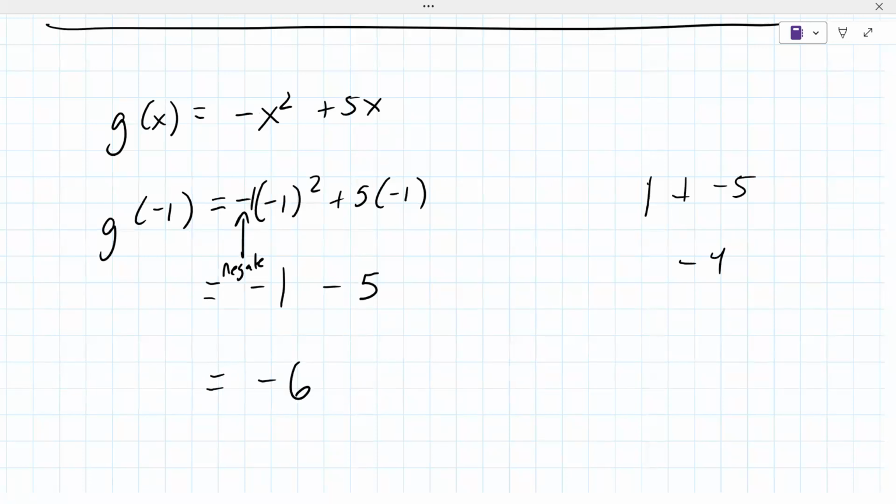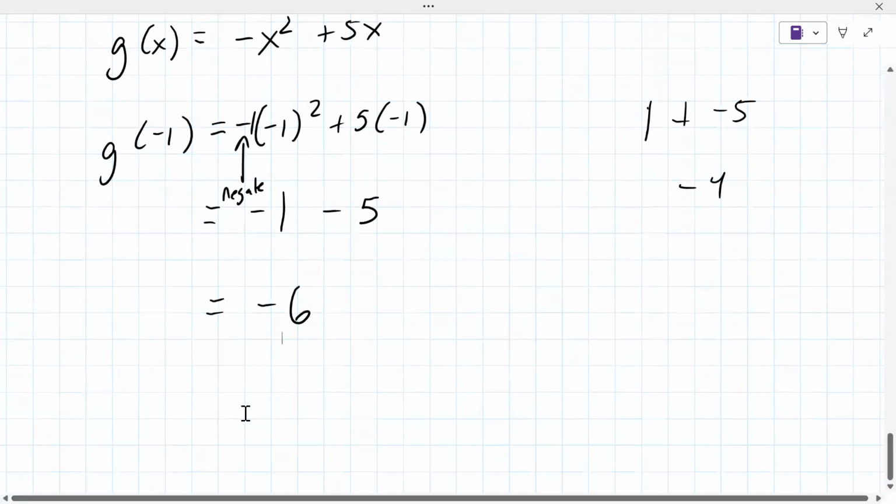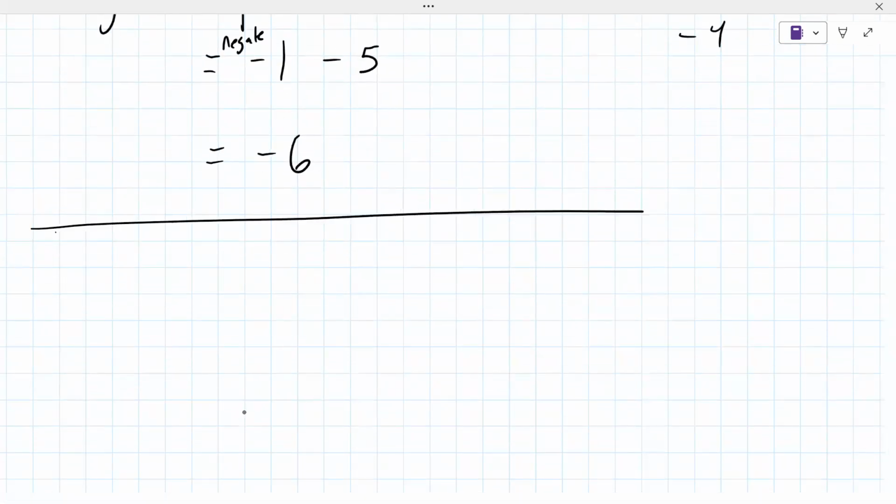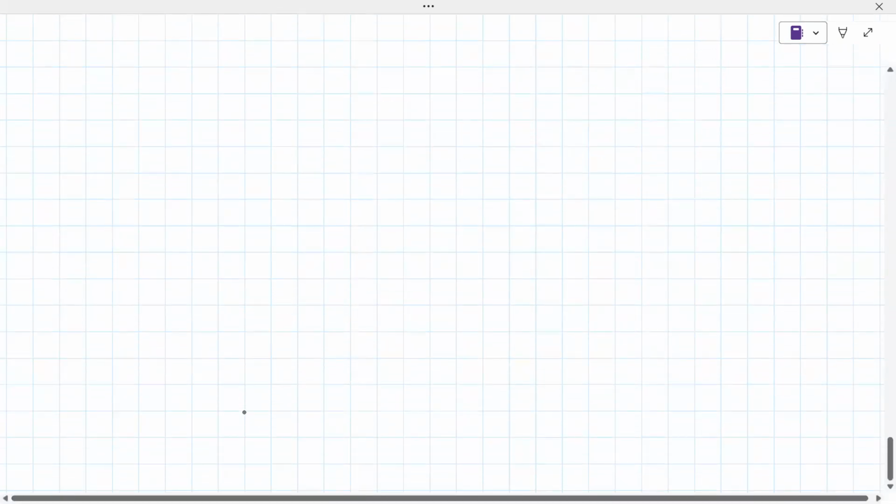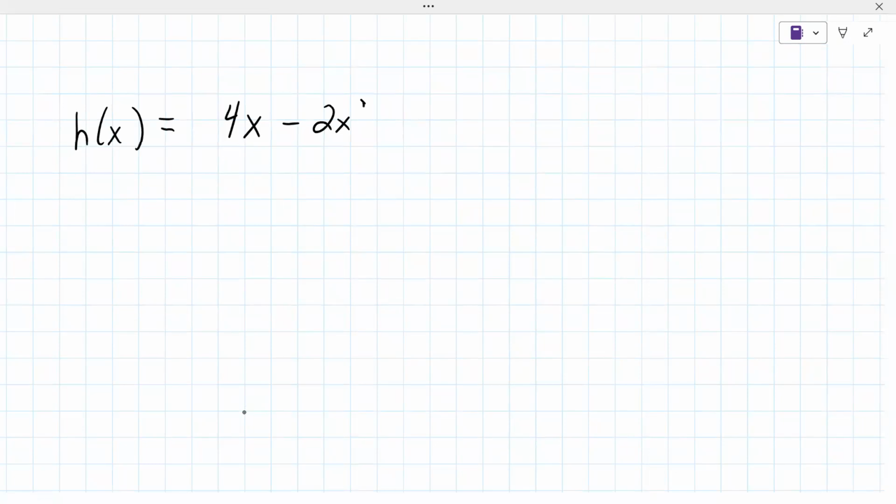These are common test questions that are there to make you feel like you don't know how to do these, but you do. You just need a refresher basically. Let's do a couple more here. All right, let's say it's h of x equals 4x minus 2x squared. I want you to find h of -2. And you can always ask questions here. You're not on an island. I just want you to try some on your own here before moving on to new stuff.